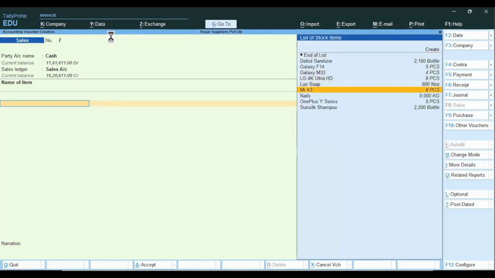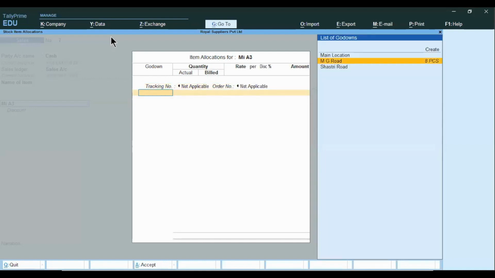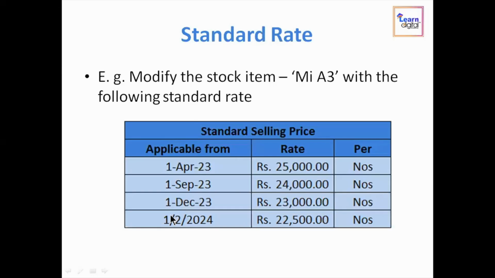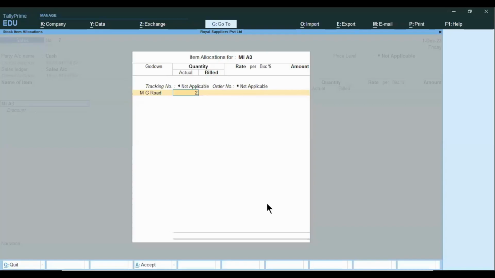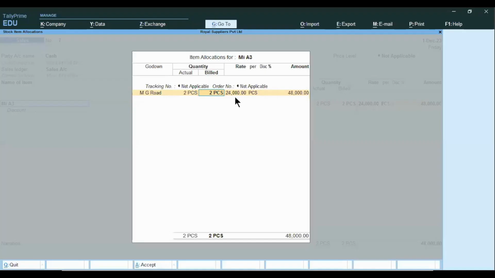MIA3. Select the stock item. Go down. At present I have 8 pieces, and we are selling 2 pieces on 1st of December. If you sell the product on 1st of December, the rate will be 23,000 per stock item. So I press 2 on the keyboard and press enter. 23,000. It's coming as the default rate.